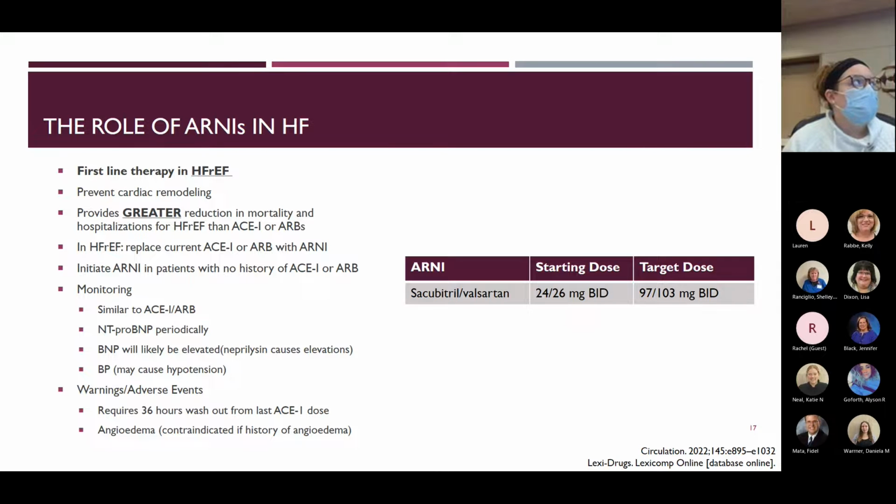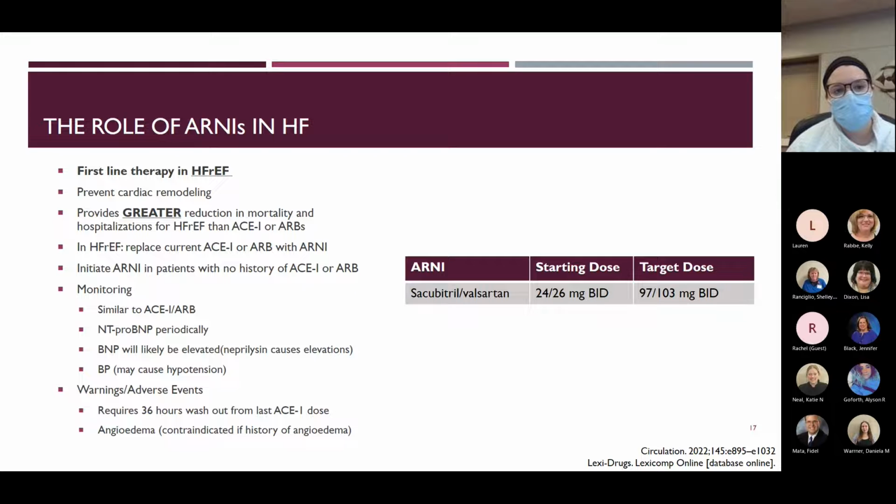So like I mentioned previously, ARNIs are now considered to be the first-line therapy in HFrEF patients. They have been proven to prevent cardiac remodeling. They provide greater reduction in mortality and hospitalizations in patients that have HFrEF, more so than those ACEs and ARBs that we previously relied so heavily on. And the current recommendations are patients that were previously prescribed ACEs and ARBs for heart failure or HFrEF should be switched over to an ARNI to have beneficial patient outcomes in the future.